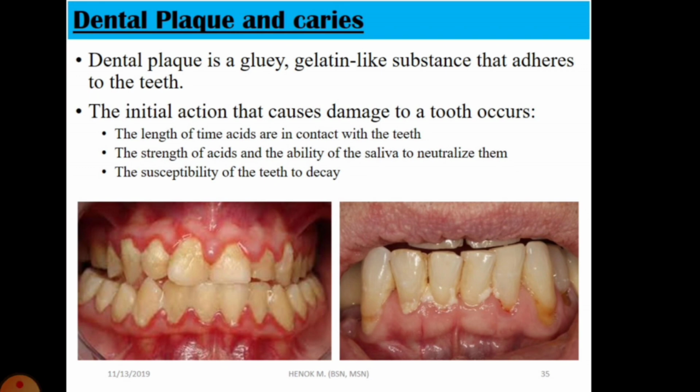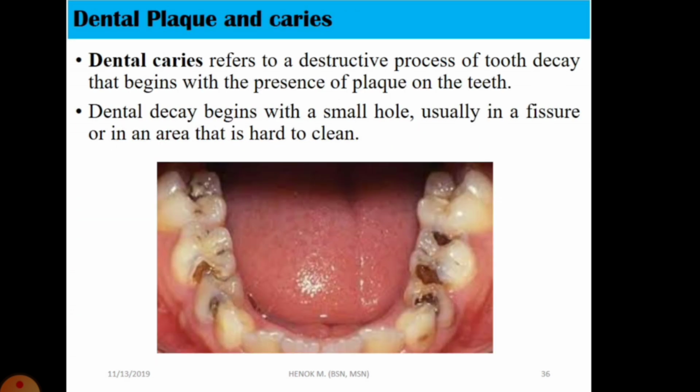In today's class, I will discuss dental plaque and caries. Dental plaque is a glue, gelatin-like substance that adheres to the teeth. The initial action that causes damage to the tooth occurs over time. The length of time acids are in contact with the teeth, the strength of the acids, the ability of saliva to neutralize them, and the susceptibility of the teeth to decay all matter.